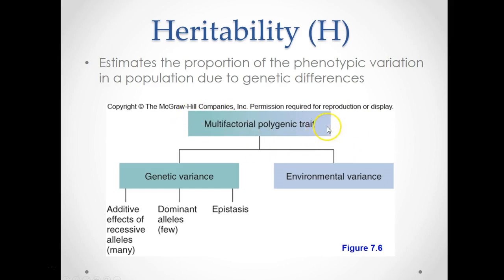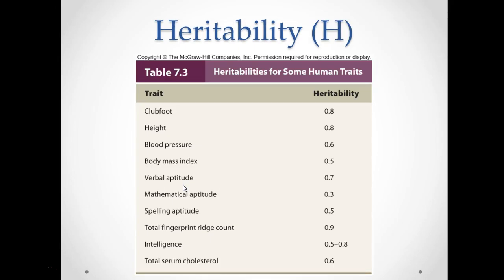So we take a look at these multifactorial polygenic traits, and what we want to figure out is this part, the genetic variance. We want to look at the additive effects of alleles, we want to look at dominant alleles. Don't worry about this epistasis. We're not going to discuss that. But this is what we're after in heritability. We know environmental variance happens. We know people who smoke and don't smoke. There's health differences between them. But what we don't know are these genetic variances.